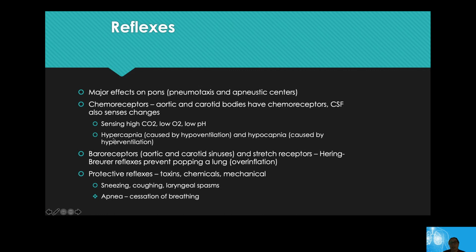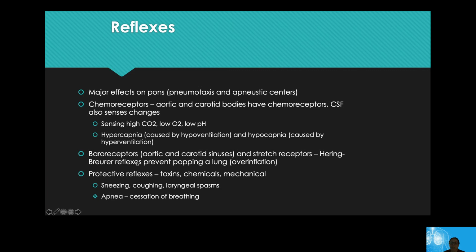That sensation of high CO2, called hypercapnia, is triggered by hypoventilation. COPD patients, end-of-life patients. Hypocapnia is caused by hyperventilation. That's the emotional distress we talked about earlier. Those will trigger your reflexes, which will initiate changes to your breathing.